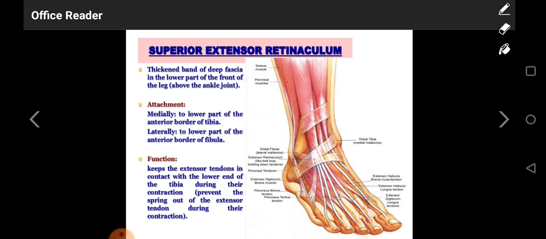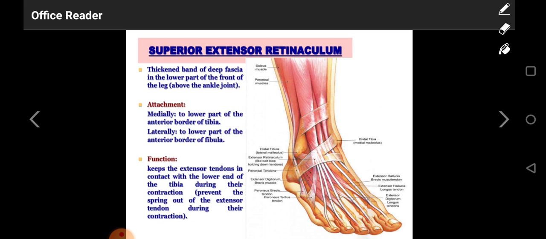Then we have the superior extensor retinaculum. It is a thickened band of the deep fascia in the lower part of the front of the leg above the ankle joint. Attachments: medially to the lower part of the anterior border of the tibia and laterally to the lower part of the anterior border of the fibula.